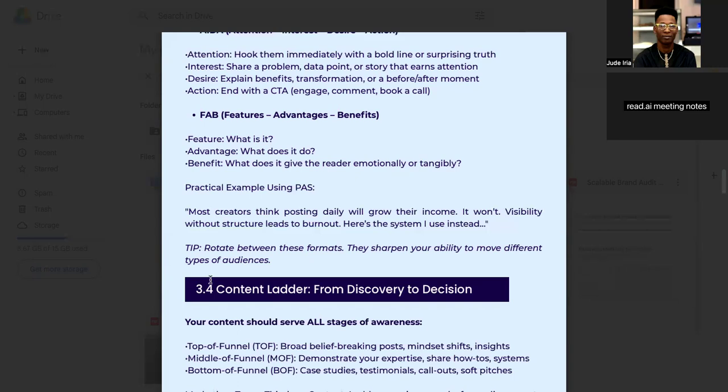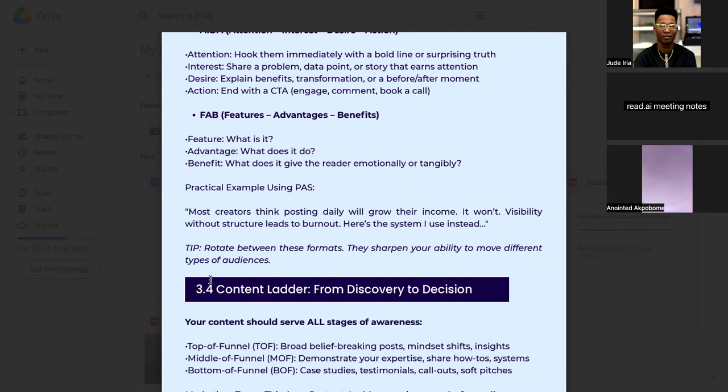So using the PAS formula, we first dwell on the problem. Most creators think that posting daily will grow their income, but the surprising truth is that it won't. Visibility without structure leads to burnout. You're just posting, and there are no tangible results, and when there are no tangible results, it leads to burnout. And you wonder, what's the essence of doing this? So here's the system I use instead.